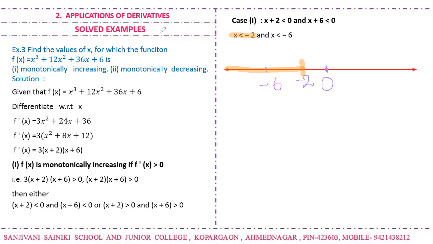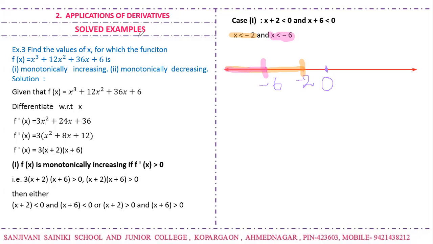Now the second inequality, x plus 6 is less than 0. That means x is less than minus 6. So x is less than minus 6. This is the second inequality.